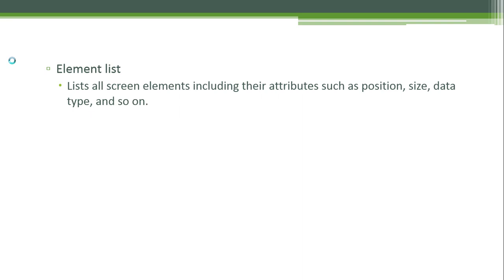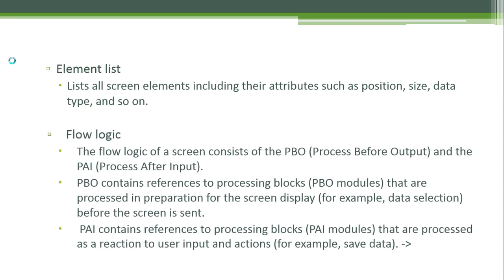The element list lists all screen elements including their attributes such as position, size, data type, and so on. And the flow logic. The flow logic of a screen consists of the PBO, the process before output, and the PAI, the process after input.